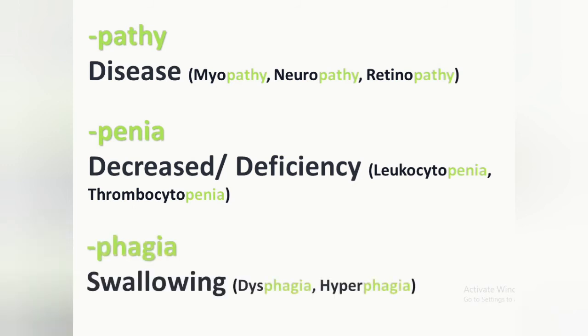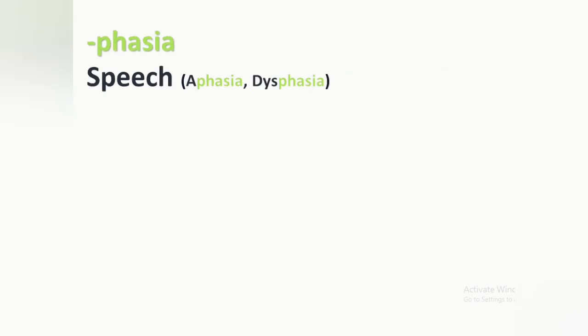Next suffix is phagia, which means swallowing. Example, dysphagia. If there is a difficulty in swallowing, then the condition is known as dysphagia. Next is hyperphagia. If we are feeling more hunger and we want more food, then that condition is known as hyperphagia.